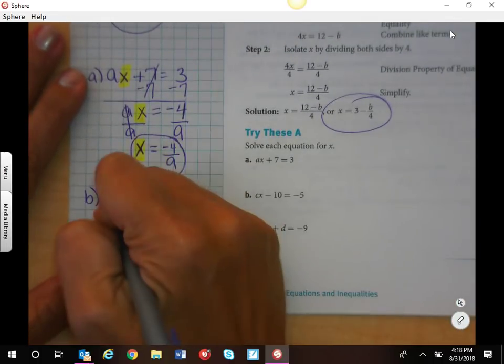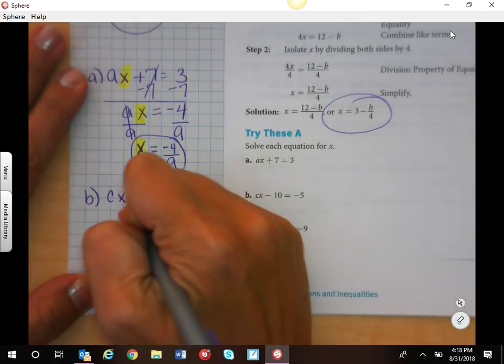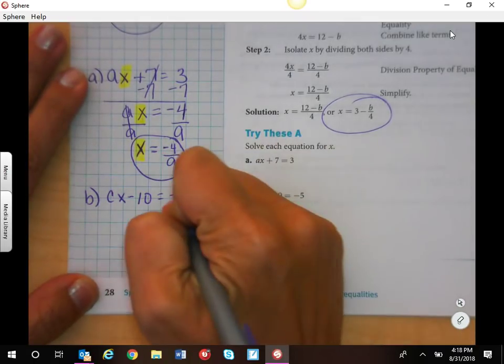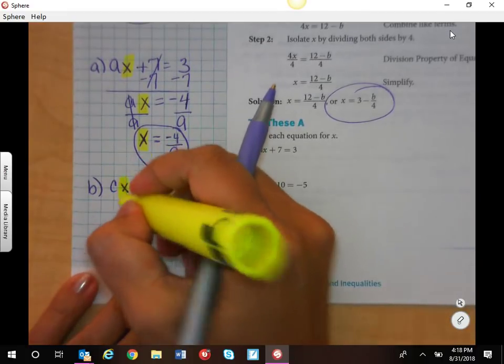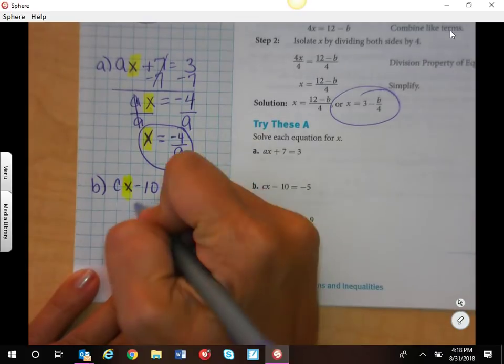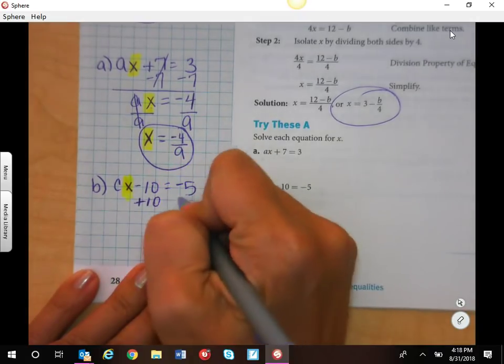On letter B, again, we're looking for x. Cx minus 10 equals negative 5. So what's happening to x? Well, we're subtracting 10 from x, so the inverse of that is to add it.